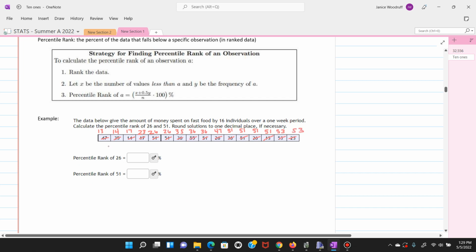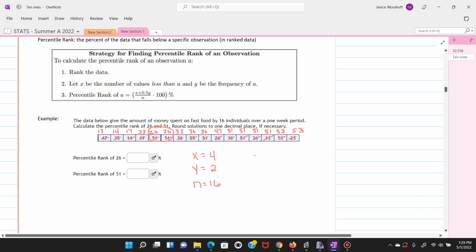Okay, so percentile rank of 26. So we're going to find the number 26. Here it is, twice, right here. Okay, how many values are less than that? So 1, 2, 3, 4. So x is going to be 4. Okay, there's 4 values less than the number 26. How many times does 26 happen? 2 times. So y is going to be 2. Okay, and then n is how many there are. So I think it was 16. Yeah, there's 16 here.